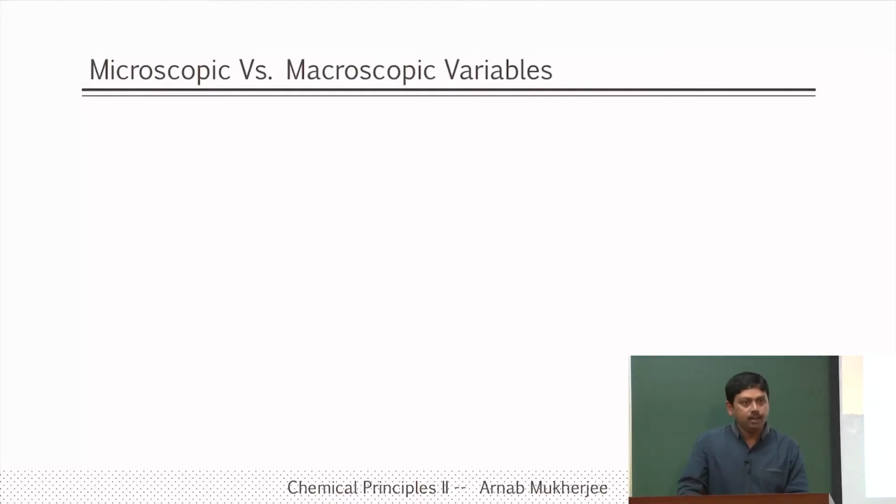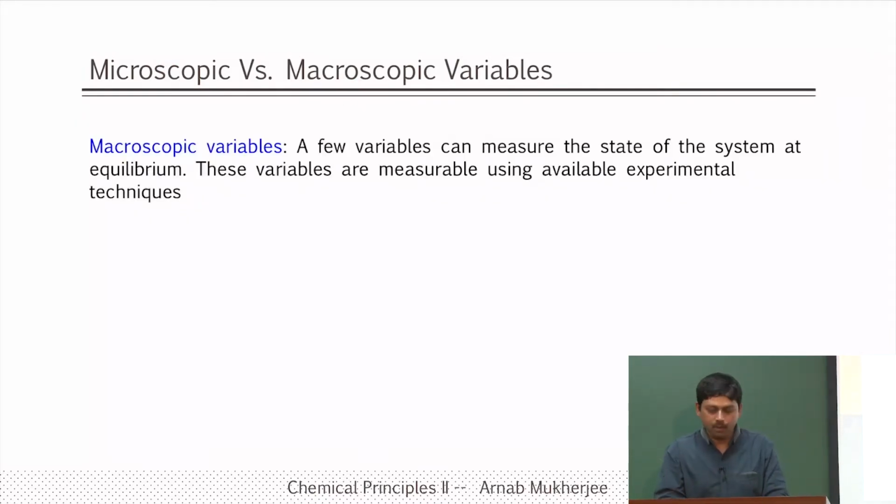Now let us define variables. So we defined systems, now we will define variables. Variables are of two different types. One is called macroscopic variable, another is microscopic variable. What do we mean by that? It will become clear in a moment.